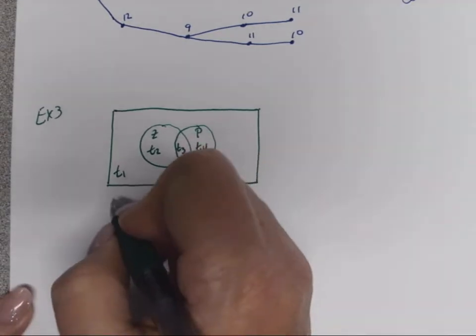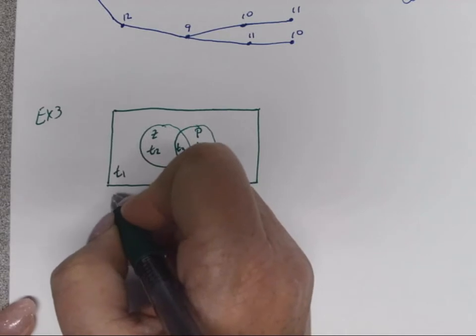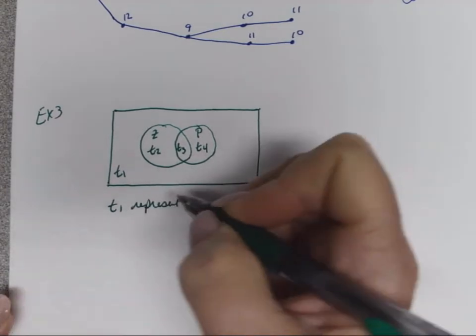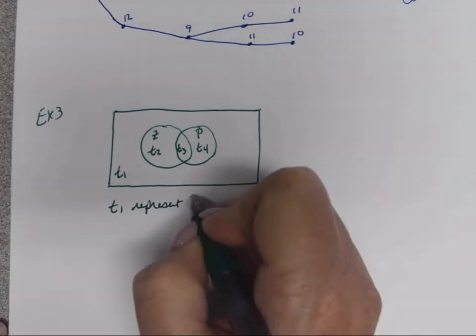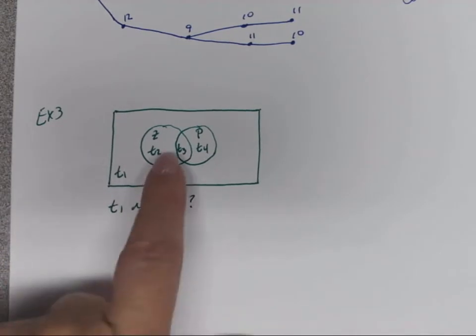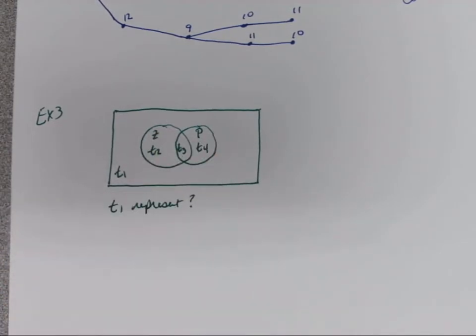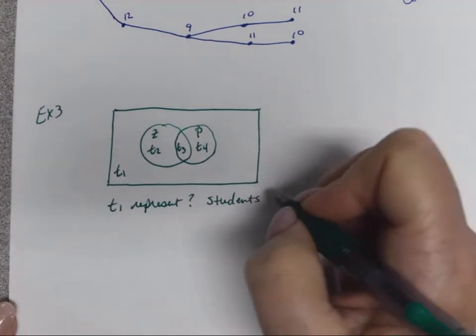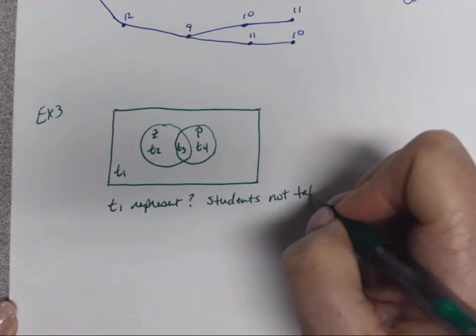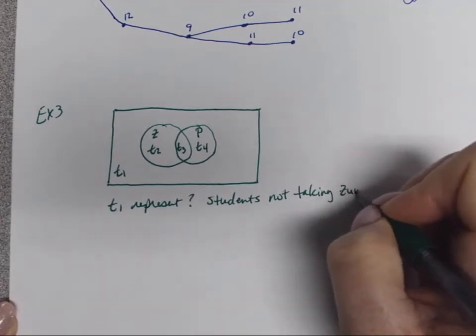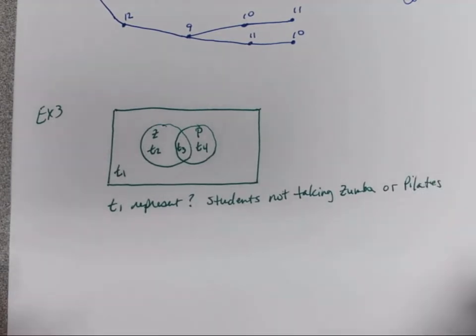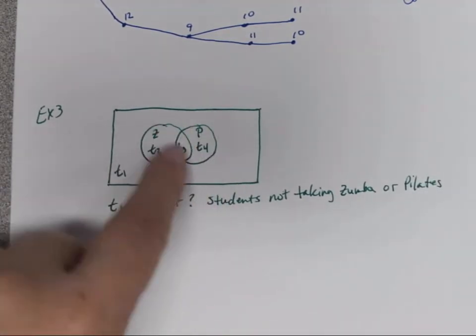So if we're looking at T1, what does T1 represent? What would be the group of students that we could call T1? Because these are our Zumbas and this is our Pilates, so T1 would represent, because we're looking at a group of students, students not taking Zumba or Pilates. That means they're not in the Zumba class, they're not in the Pilates class.